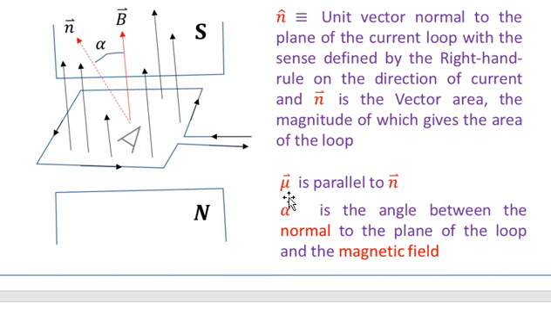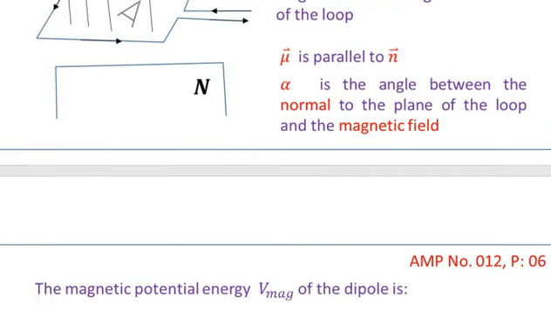Now, here we are saying that the orbital magnetic moment of the electron will be parallel to the vector n, that is, it is perpendicular to the loop. This is what we are going to see in detail in the next slides.